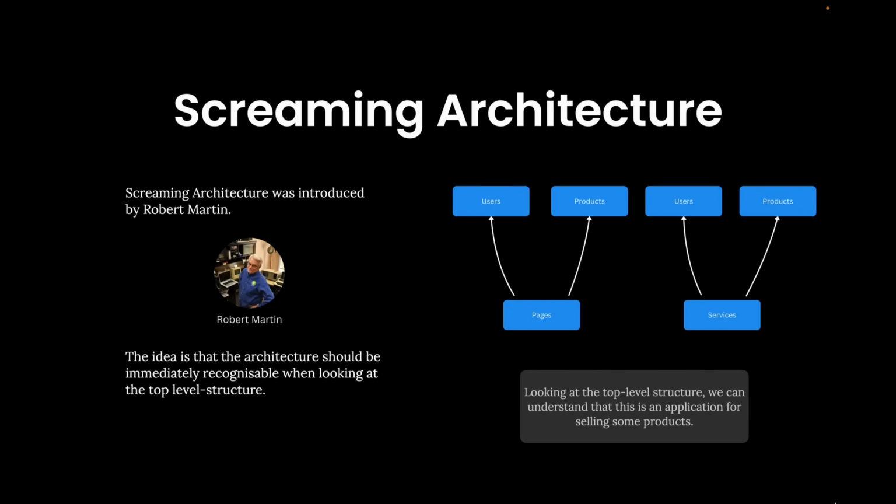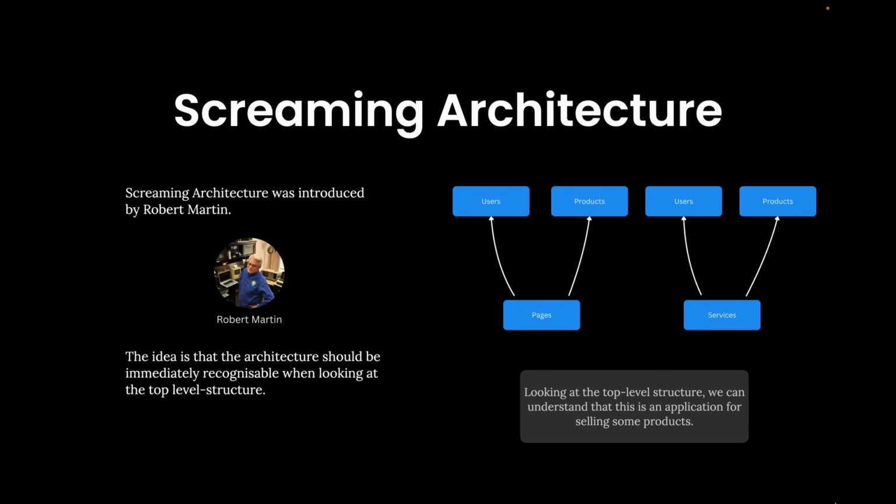For example, we shouldn't structure our application around technical details like React or Vue, MongoDB or PostgreSQL. Instead, we should focus on what our application actually does. So if we are building a to-do list, for example, our features should be named accordingly, like tasks or to-dos. If we have a user management system, let's call it users, not controllers or handlers. That's the main idea of Screaming Architecture.